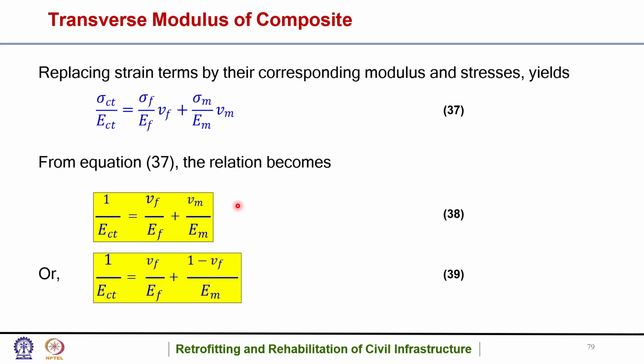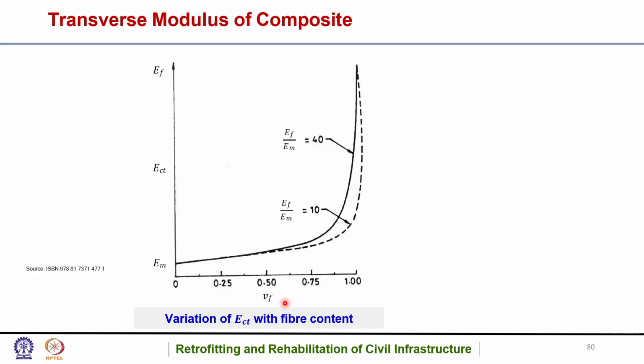So it is like the series parallel thing in your electrical circuits, right? Resistance equation, if you remember. So it is similar, something like that. So now here we have to take the reciprocal in the transverse direction. Or 1 by ECT equal to VF by EF plus 1 minus VF by EM. So this is also an important relation.